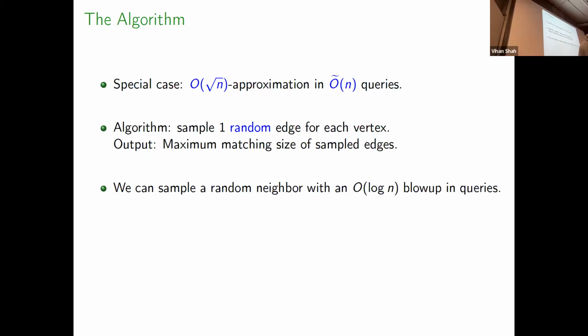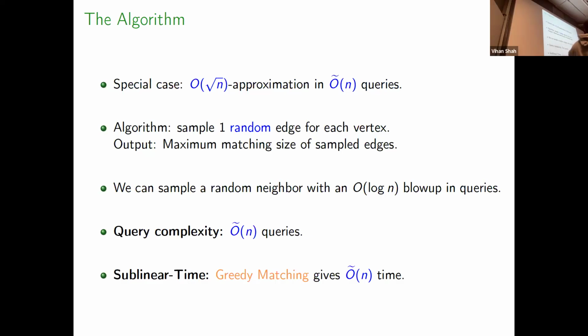Okay, the query complexity, the number of queries we're asking, is clearly n times polylog n, right? One random neighbor per vertex times maybe the log n blow-up. And if you're saying maximum matching takes a lot of time, instead of outputting the size of the maximum matching, we can just output the size of the greedy matching. Since we're dealing with such large approximation factors, we're just going to lose a factor 2 over here. And so it's okay. We're going to get something that's fast in time as well, so sublinear time.